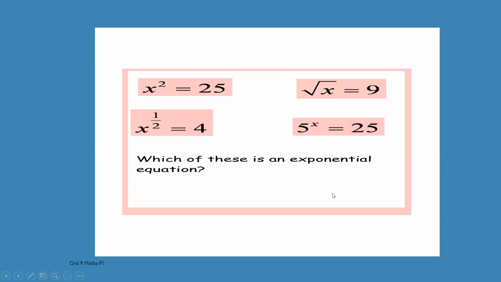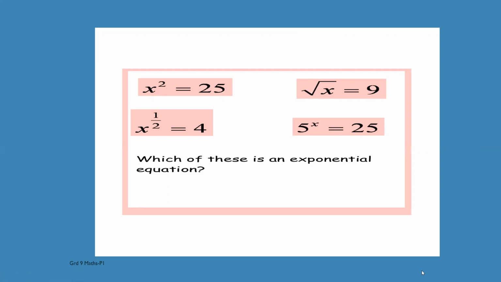Which of these is an exponential equation? I'm sure you can figure it out, guys. Right? x to the power of 2 is 25. Remember, 25 will be written as 5 to the power of 2. Then 5 to the power of x equals 25, so 25 can be written as 5 to the power of 2. 5 to the power of x, then x equals 2. So it is an exponential equation.